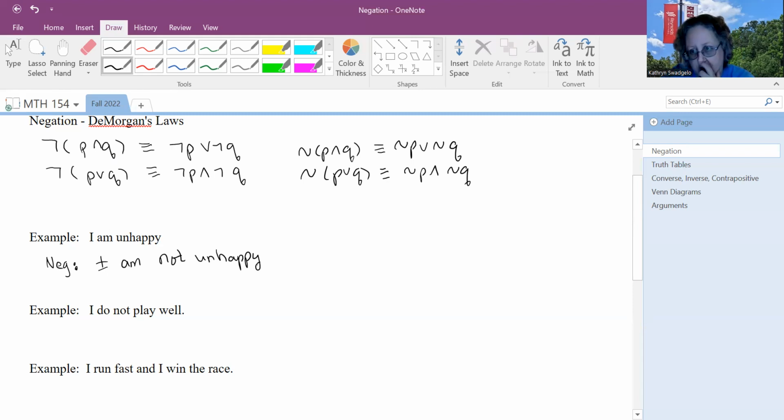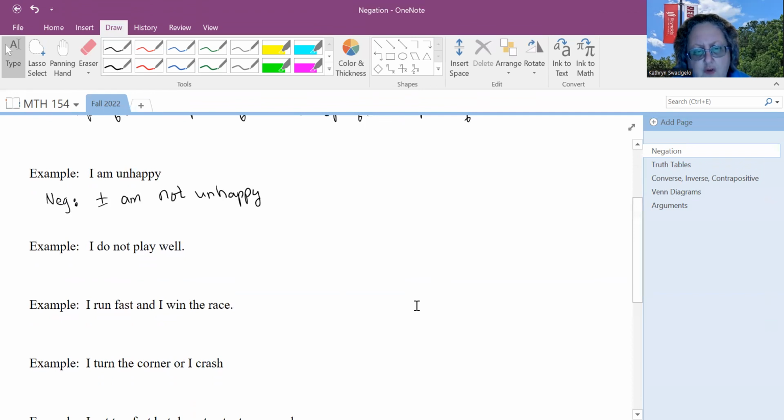Same with cold. The opposite of cold isn't hot. The opposite of cold is not cold. The opposite of hot is not hot. So be careful with those things that are kind of like on a continuum, and we like to think of them as opposites, but they're really not. They're a continuum describing a whole range of things: happiness, coldness, so forth.